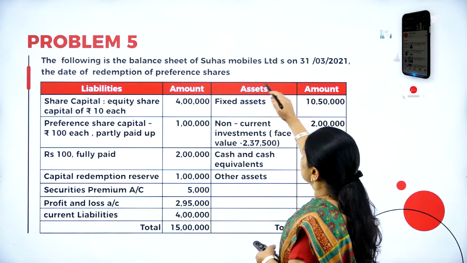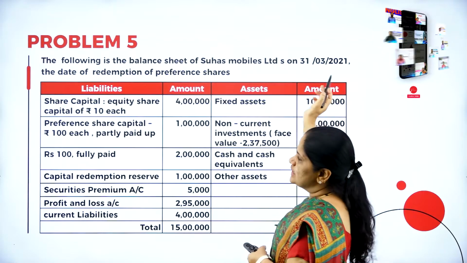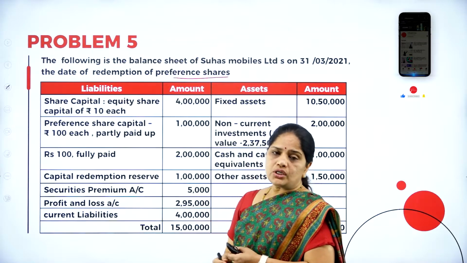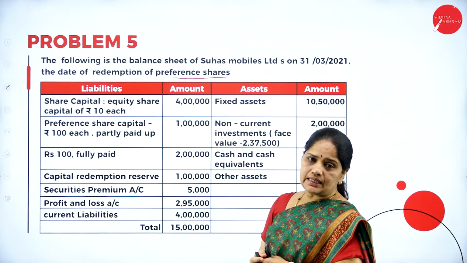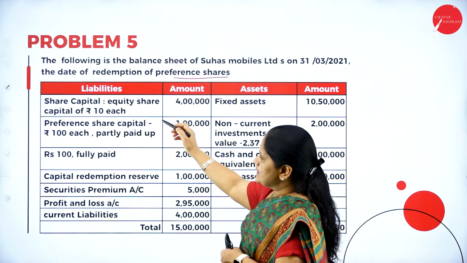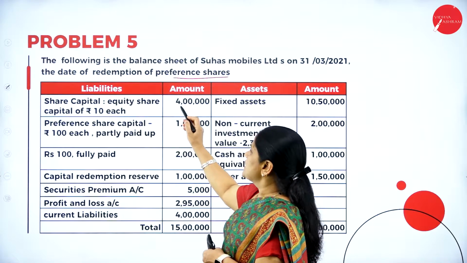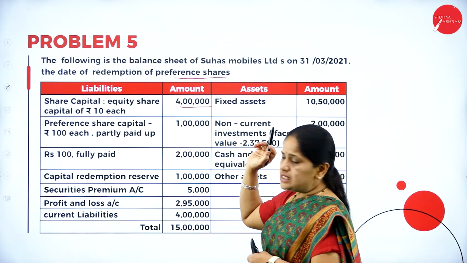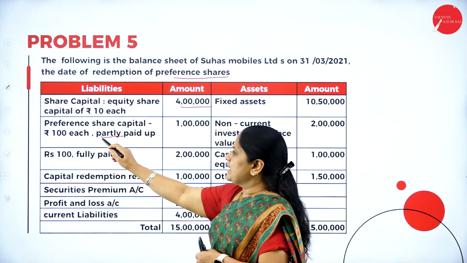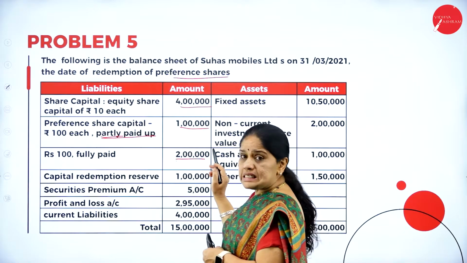The following is the balance sheet of Suhas Mobiles Limited as on 31st March 2021, which is the date of redemption of preference shares. On the liability side, we have the share capital, that is the equity share capital of shares of rupees 10 each, 4 lakhs. Preference share capital is partly paid up: partly paid up is 1 lakh, fully paid up is 2 lakhs.